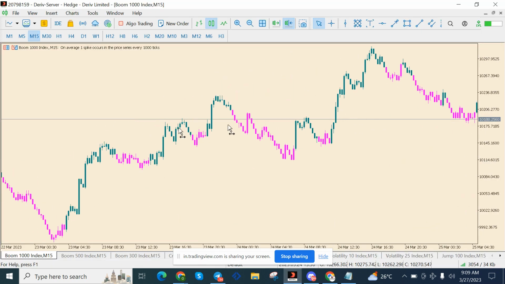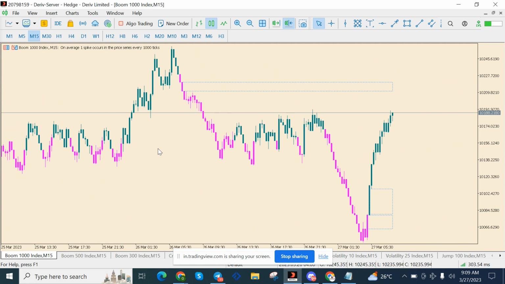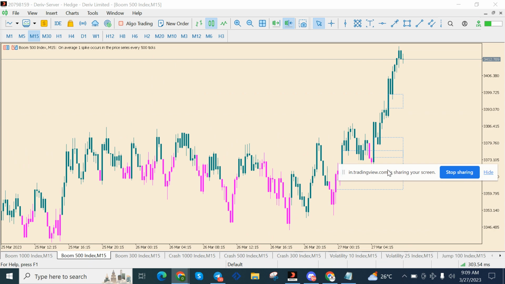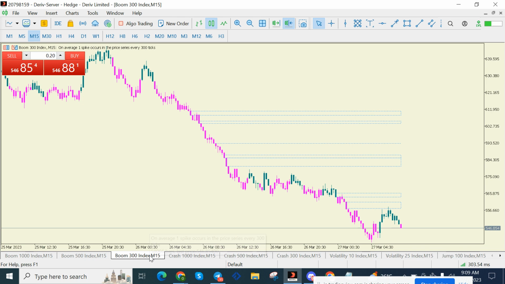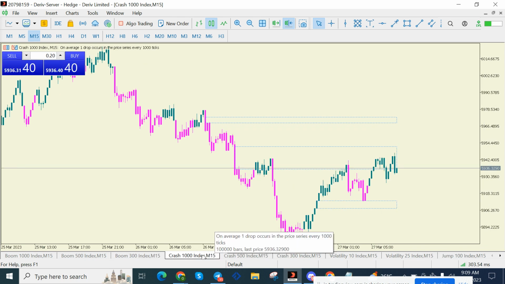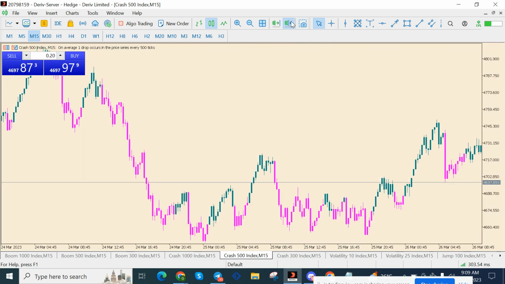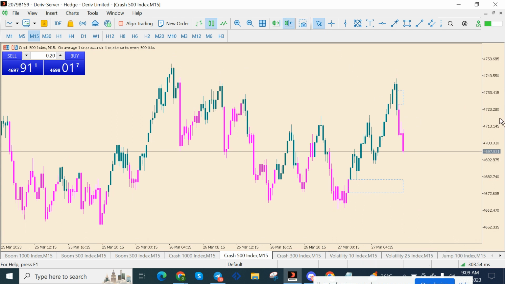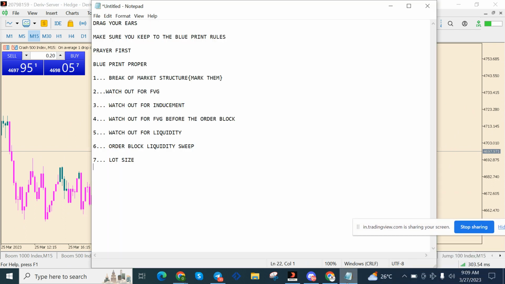I would be teaching on some of the blueprints I look out for every single day before I personally take trades, and why certain things happen. So I'm just going to put up the blueprint. This is what I'm saying. Pay careful attention as we go through this analysis together.